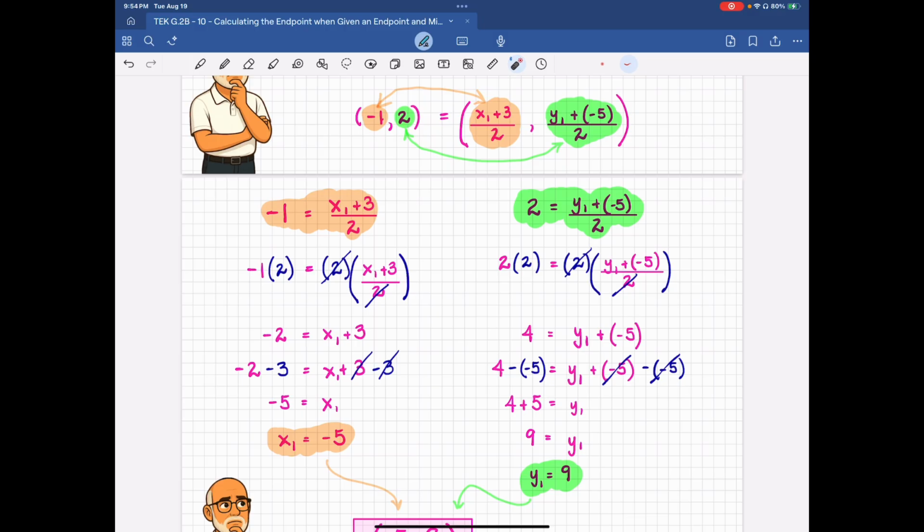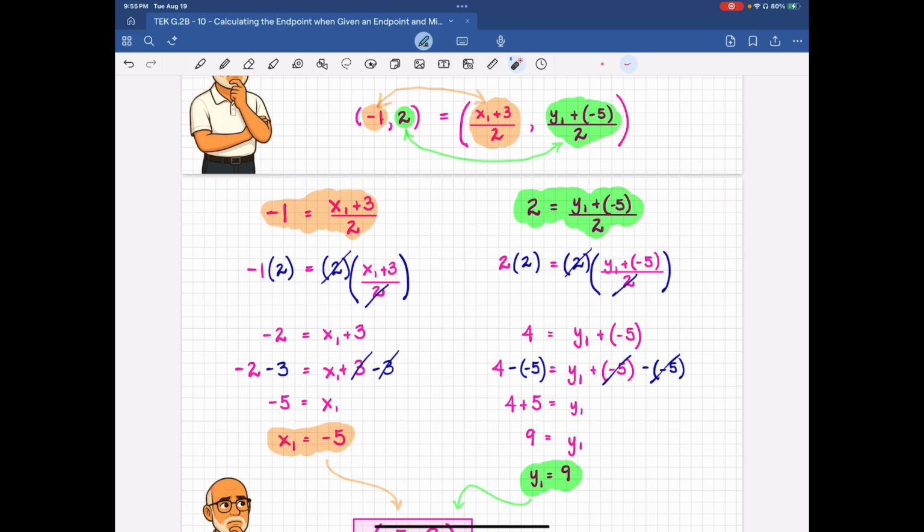So the 2's cross out on the right-hand side, and what remains is the y1 plus a negative 5. I have 2 times 2, which is 4, and the y1 plus a negative 5 moves down. So now I have simplified that equation into 4 equals y1 plus a negative 5. I ask myself, what's happening to y1? I'm adding a negative 5. What's the opposite of adding a negative 5? Well, that's subtracting a negative 5.